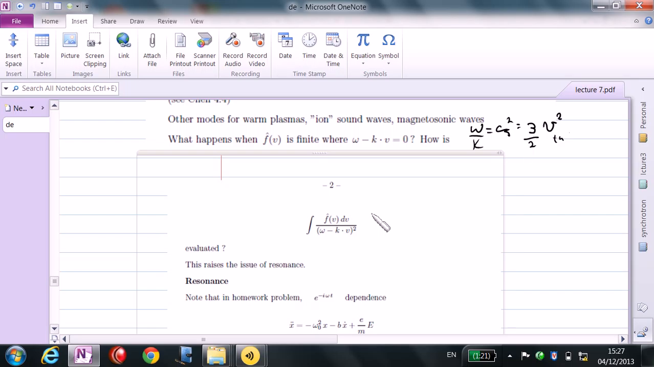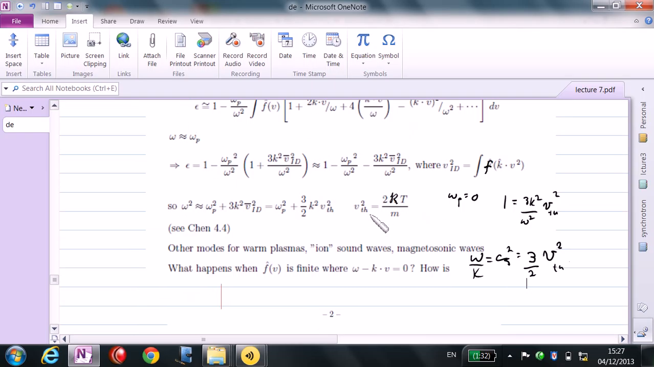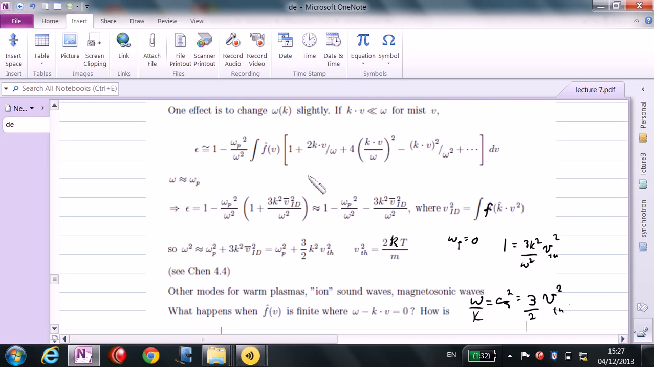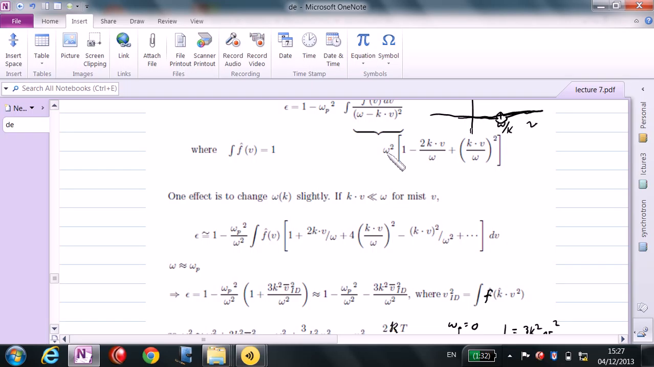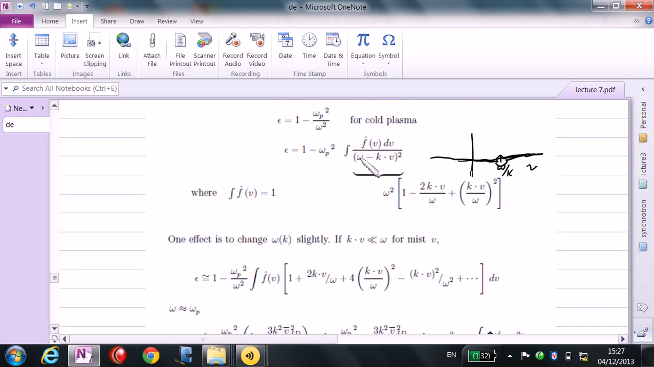Can I ask a question? Yeah. I forgot how you get the omega minus k part. In the denominator, this one. How do you get this equation? I substituted the Doppler frequency for this frequency. Why is it an integral over f? Because I'm integrating over all the particles. They all have different velocities.